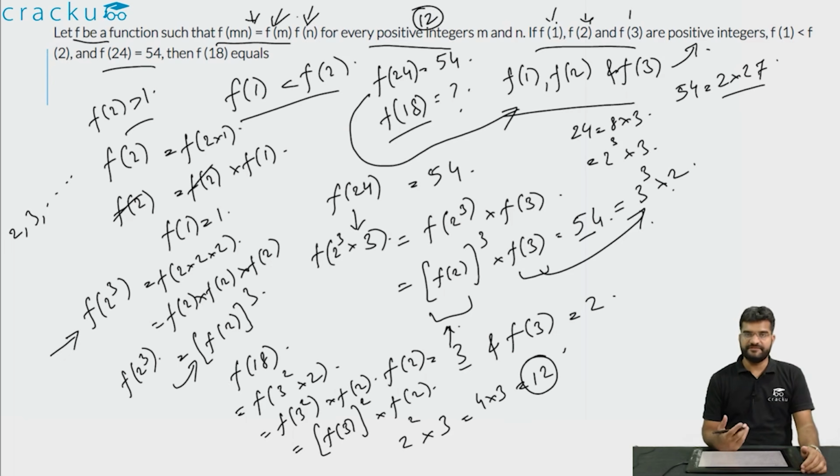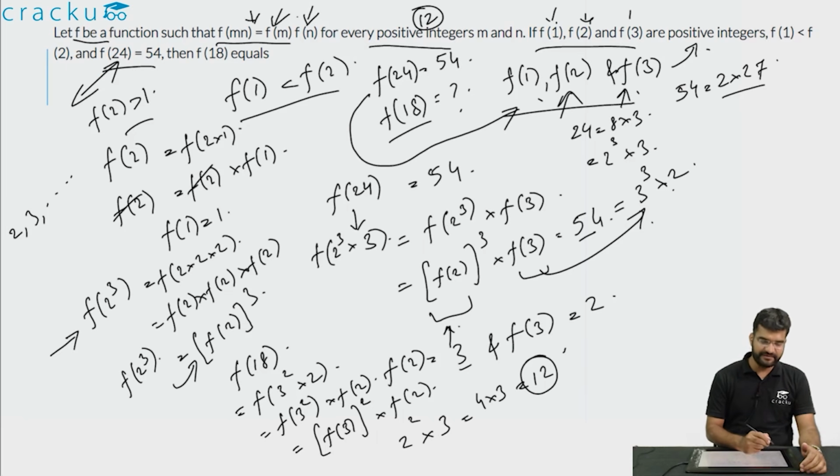Remember that using the information that is given, especially the very important information that f of 2 and f of 3 are natural numbers, we were able to find out the exact value of f of 2 and the exact value of f of 3. Why did we go into that? Because we could realize that the prime factors of 24 are only 2 and 3. Similarly, the prime factors of 18 are also only 2 and 3. So once we find out the value of f of 2 and the value of f of 3, we can easily calculate the value of f of 18.